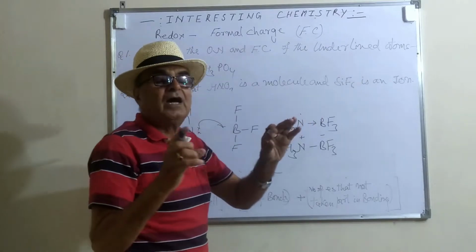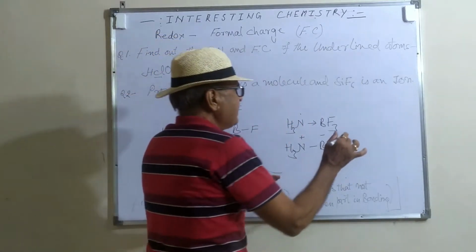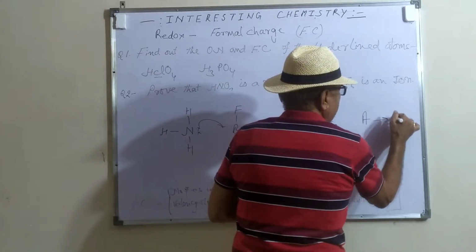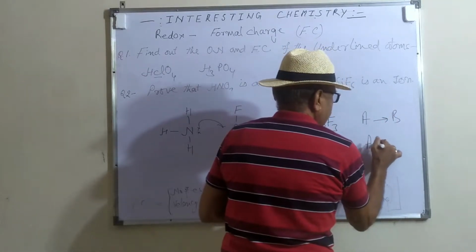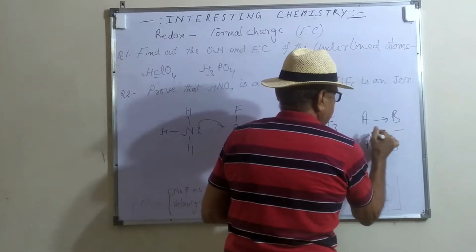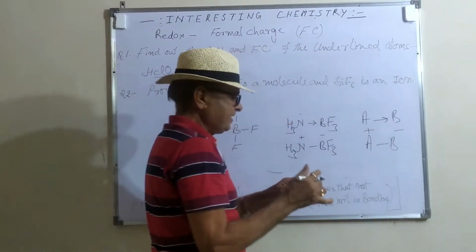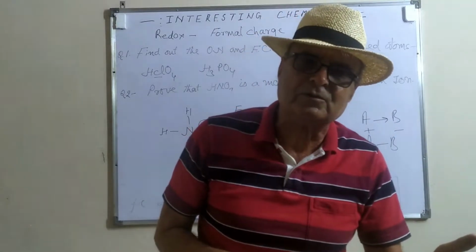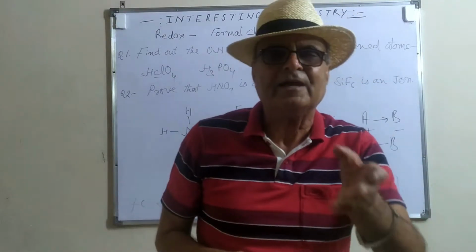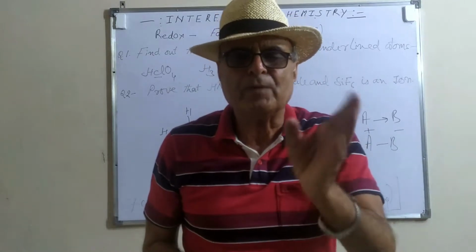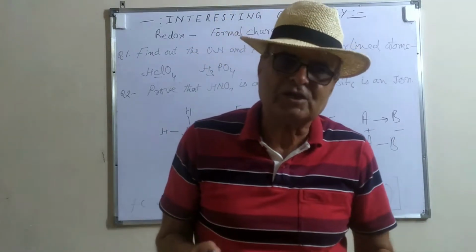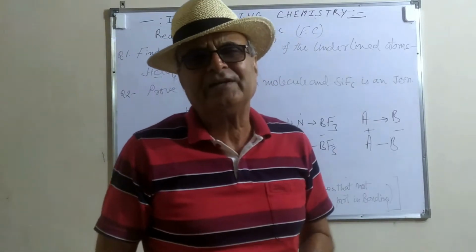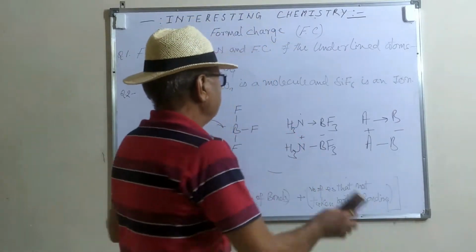So again I am giving you a trick. Whenever you find a coordinate bond like this, you can write it in this way. A has the positive charge, so plus one formal charge, and B has minus one formal charge. But I will tell you how to find the formal charge in this way.